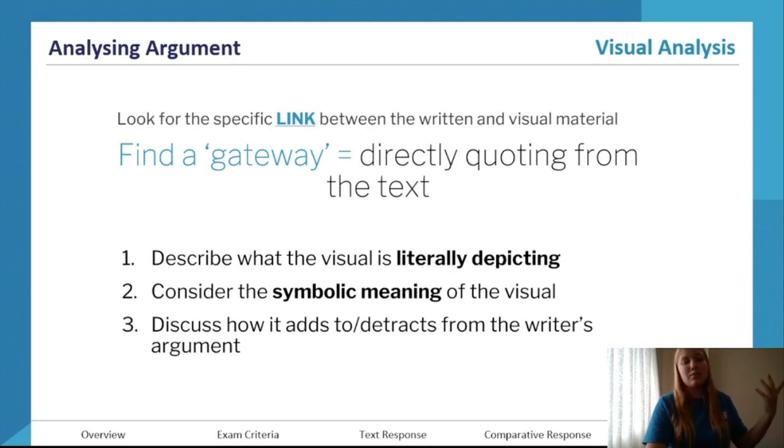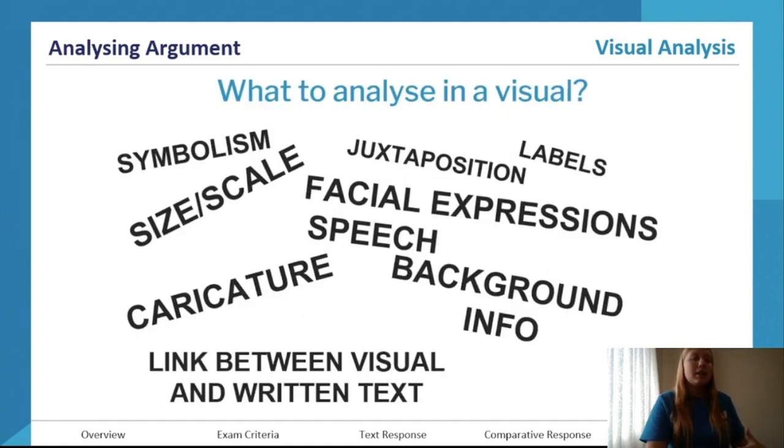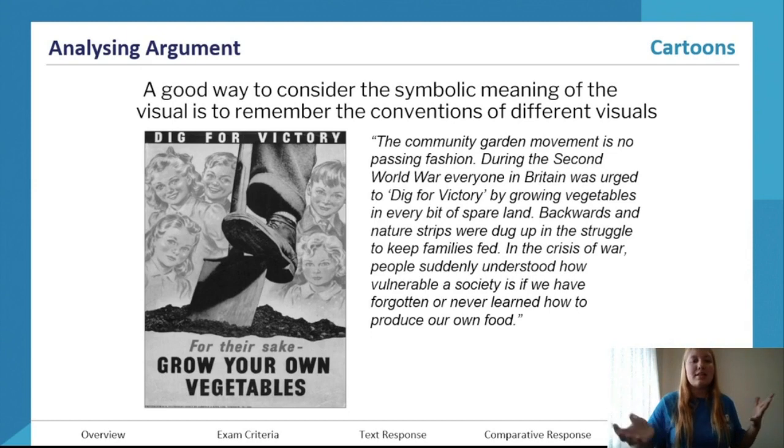Going back to visual analysis, remembering the slide that I've already talked us through, we need to find the symbolic meaning in the visual after discussing what it's literally depicting and how this adds or is different from the argument of the author. Here are some things we can analyze in a visual: symbolism, size, juxtaposition, contrasting things, right? Labels, facial expressions, speech and speech bubbles, background information, link between visual and written text. So many ideas, and this is not a full list, not at all, guys. But we're going to look at an example.